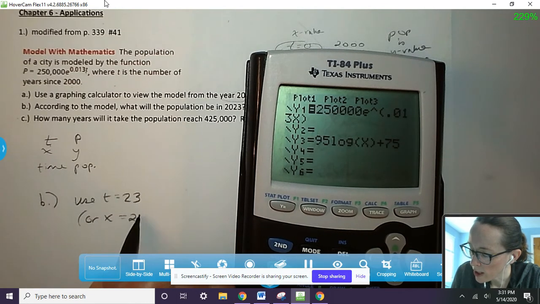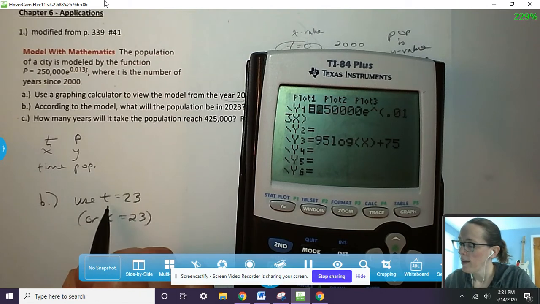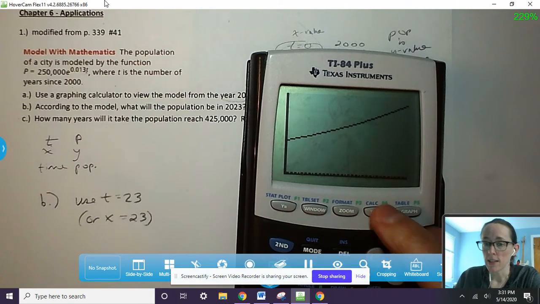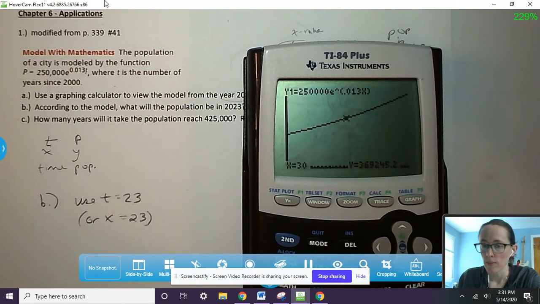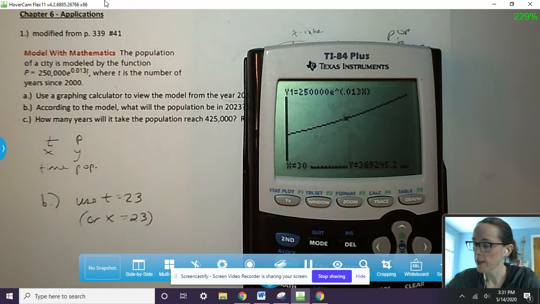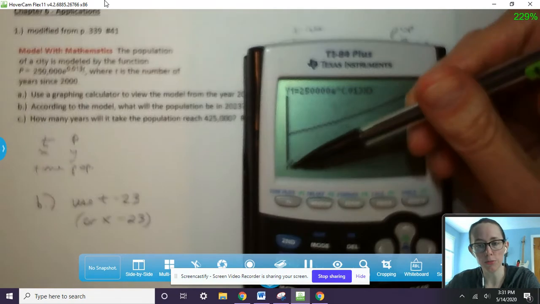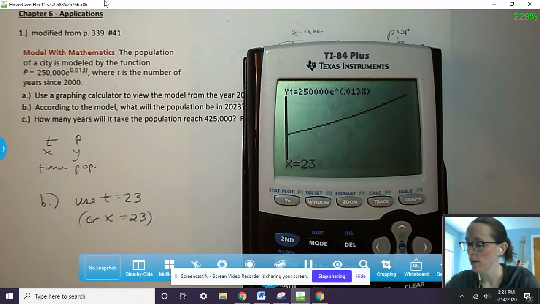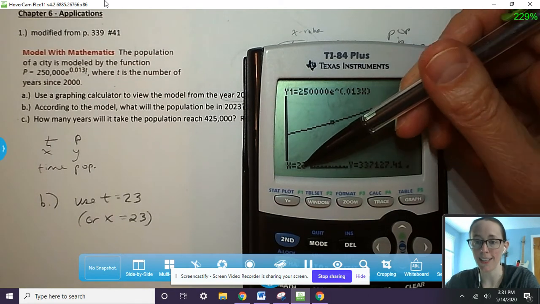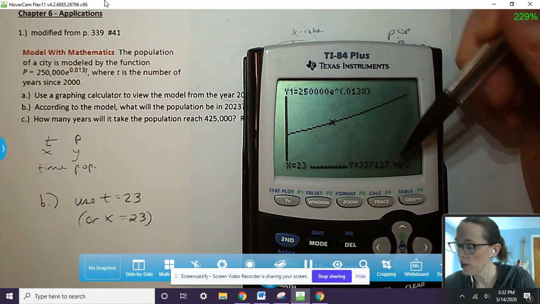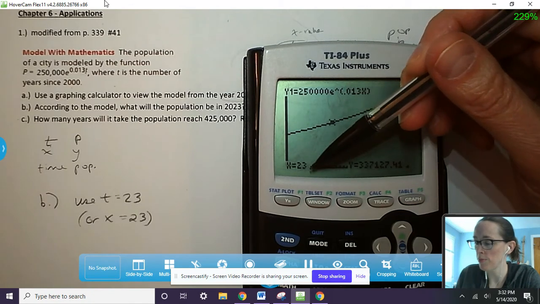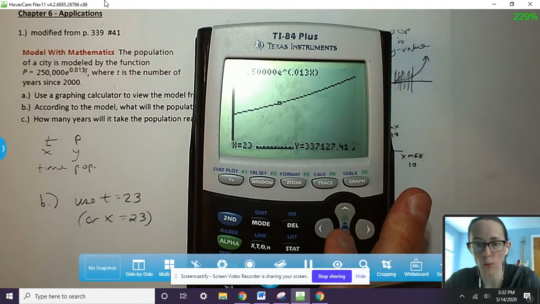So there's a quick way to do that on the calculator. That one way is to hit trace and then plug in 23. The calculator is going to plug in 23 for you, and hit enter. So it's trace, hit 23, hit enter. And that's your population when the time is 23, when 23 years have passed and the year is 2023.